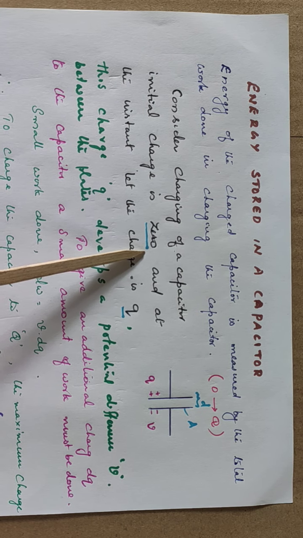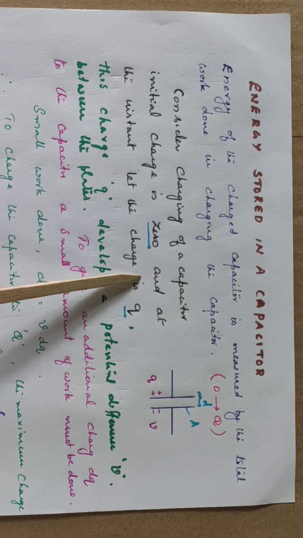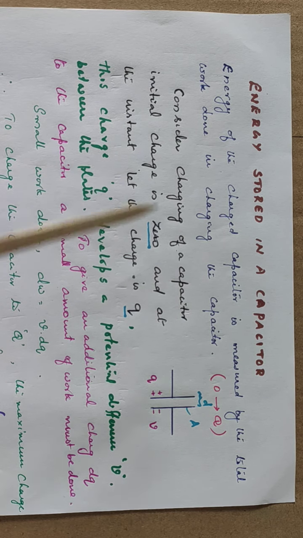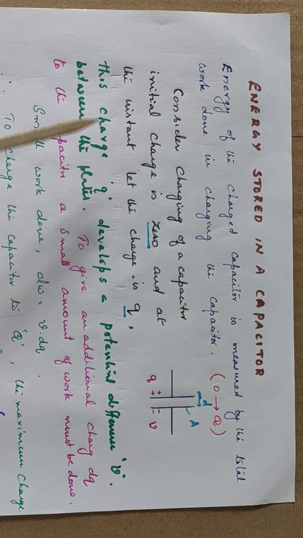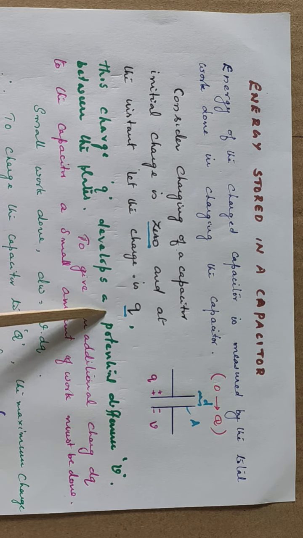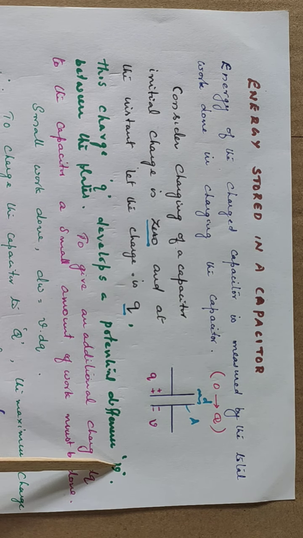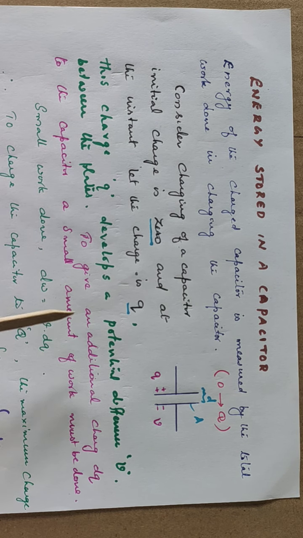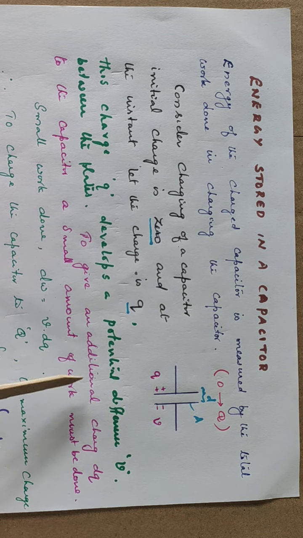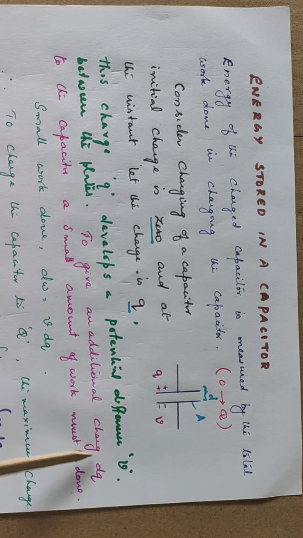Initial charge in the capacitor is 0, and at an instant during charging, let the charge be small q. This charge small q develops a potential difference small v between the plates. This potential difference is opposing the further charging of the capacitor. Therefore, the supply has to do an amount of work in putting an additional charge dq into the capacitor.